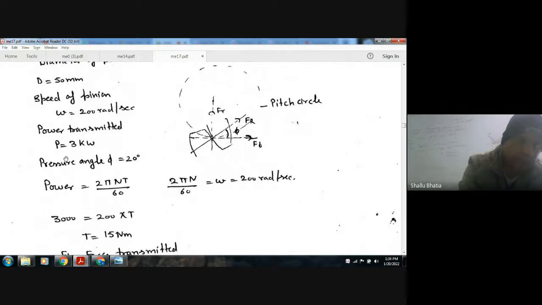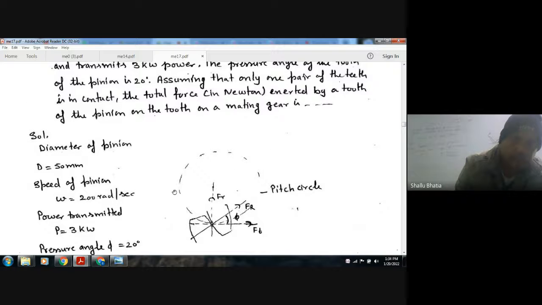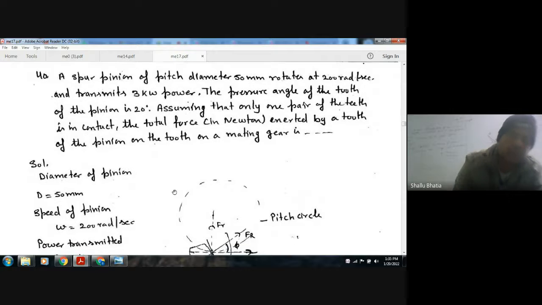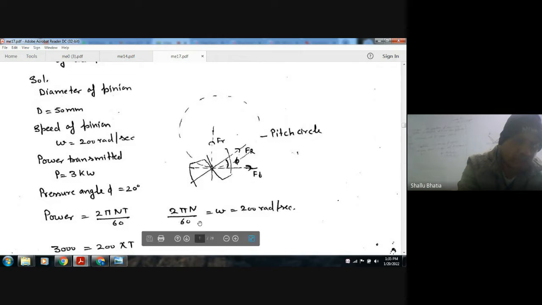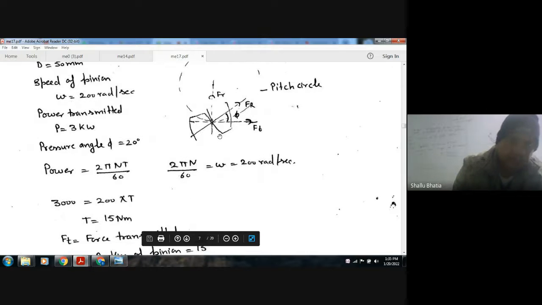So from the power transmitted, you can find out torque. That is 2 pi N by 60. N is not given, omega is given. So this omega is 200 radian per second. From this we can find out torque, and this torque is being transmitted through this line, the fixed line.